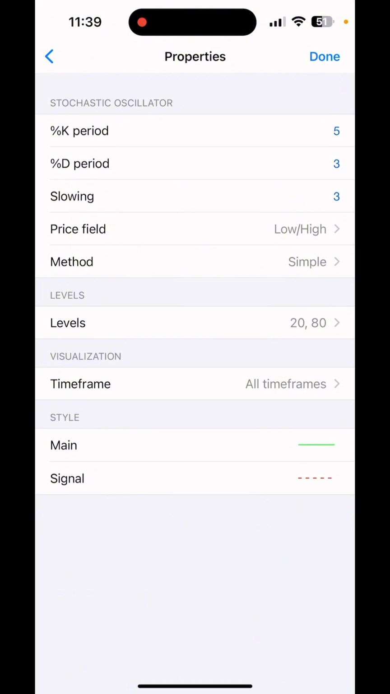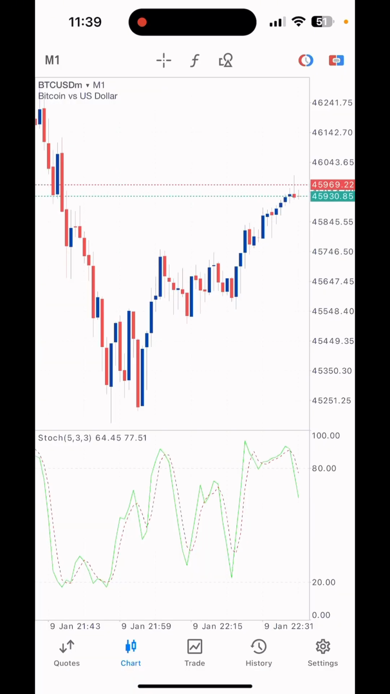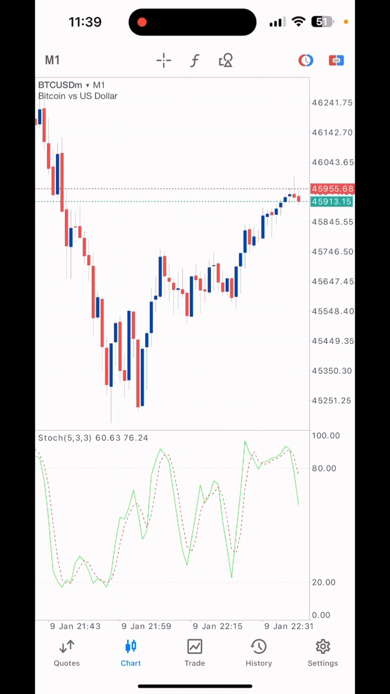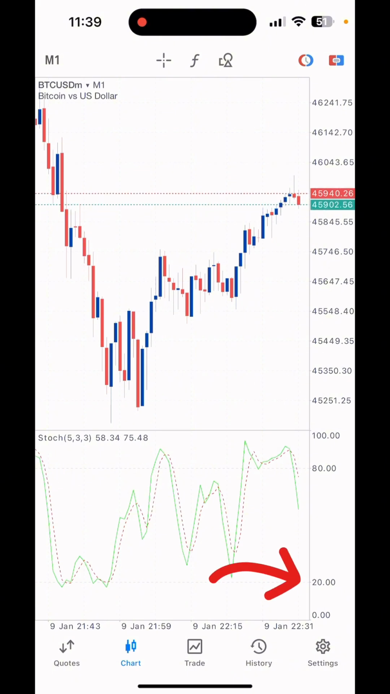Now these are the settings that come with it. These are the default settings. So you're not doing anything, don't touch anything, just leave it the way it is. Then you click done. Now, as you can see, we have this stochastic oscillator on our chart. That is what you're seeing below here. It has its own line chart, because this is a line chart, as you can see below here. Now, if you check at the right hand side, we have the 80 and 20.